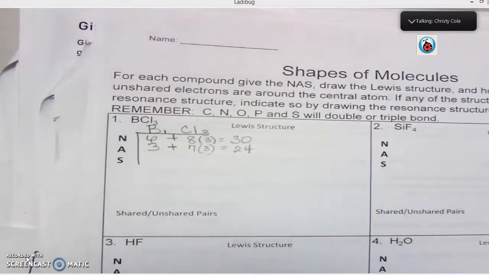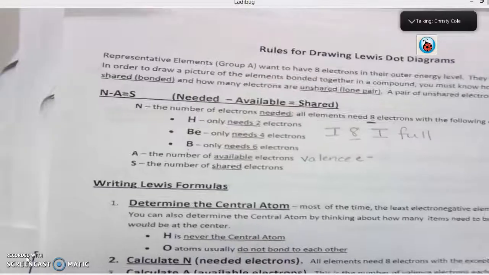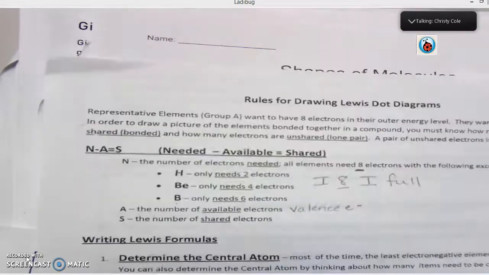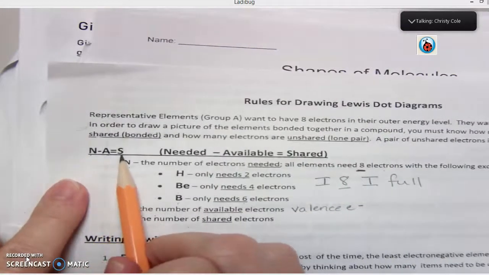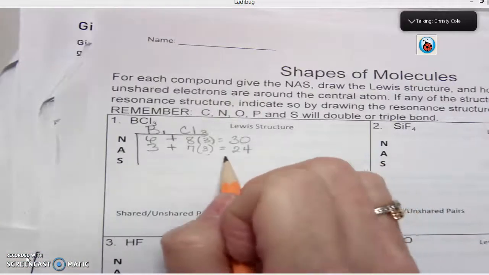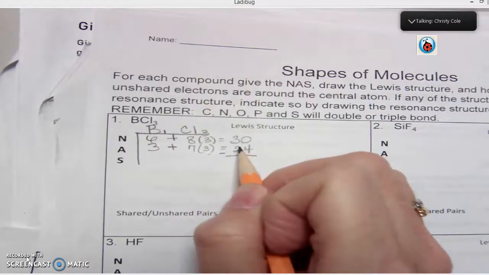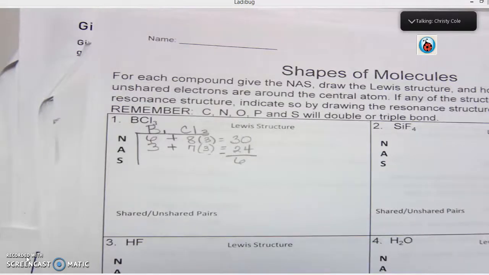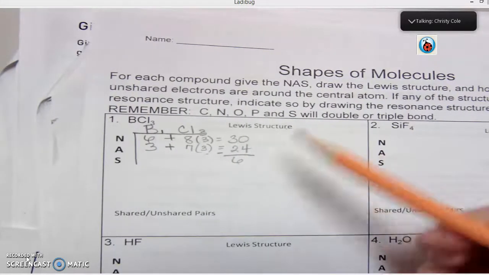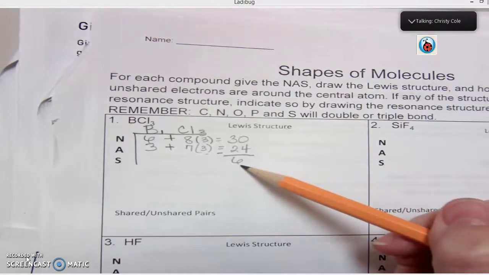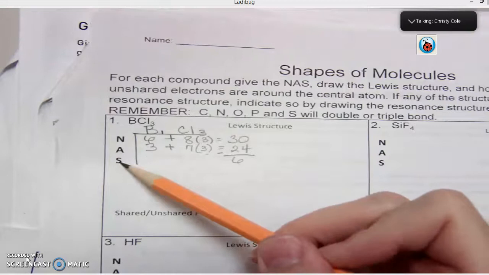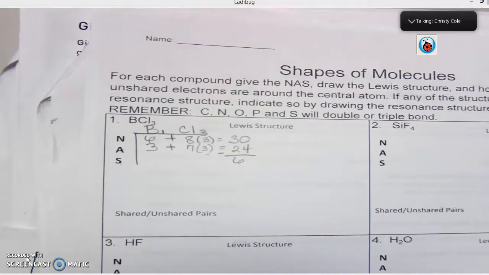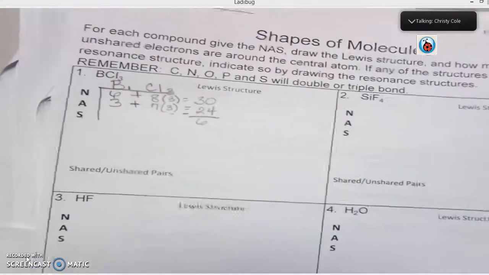Now all we have left is the S. Let's look back at our notes. S is the number of shared electrons. So how do I find that? Well, it says right here, N minus A equals S. So we're just going to subtract A from N. 30 minus 24 is 6. So according to this, when we draw our Lewis structure, it's going to have 6 shared electrons. Needed, available, shared.